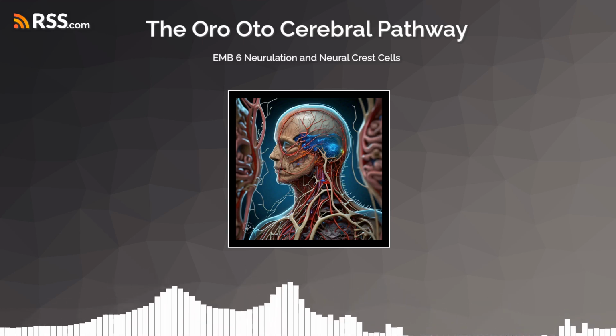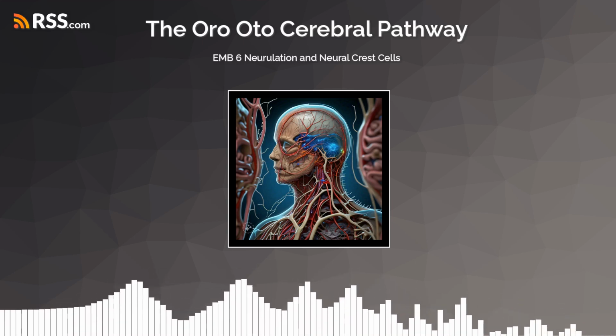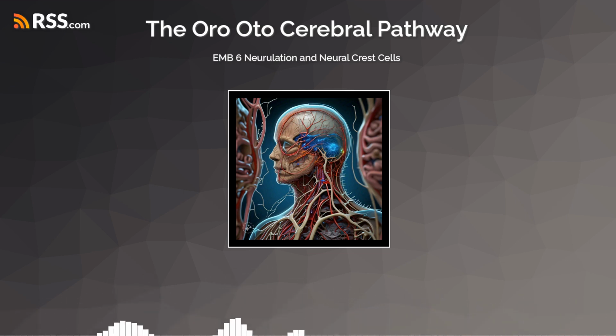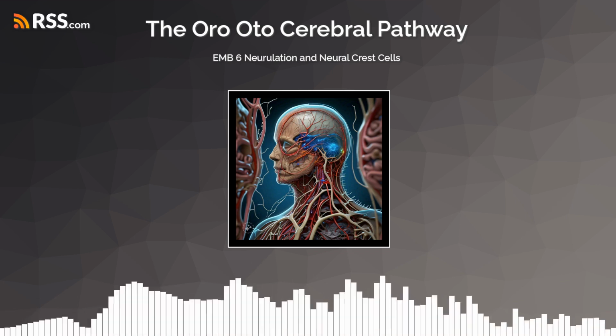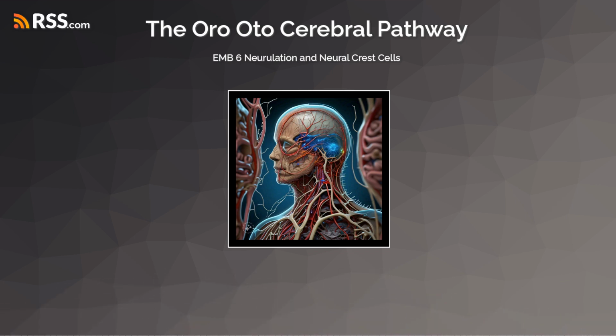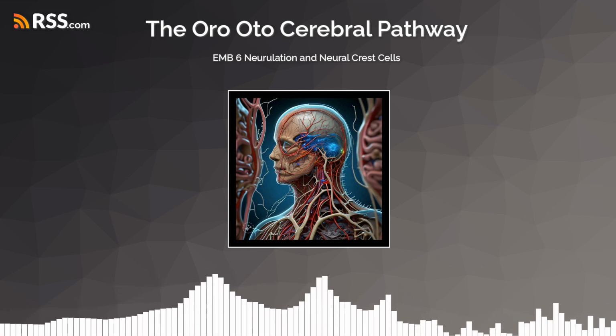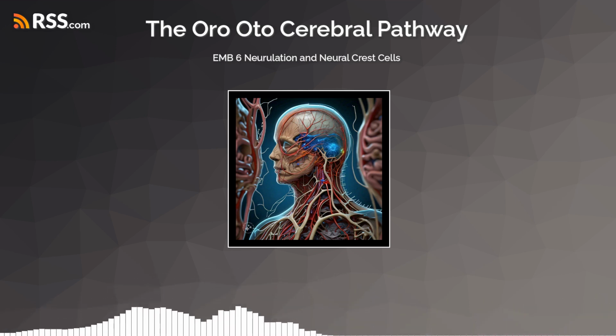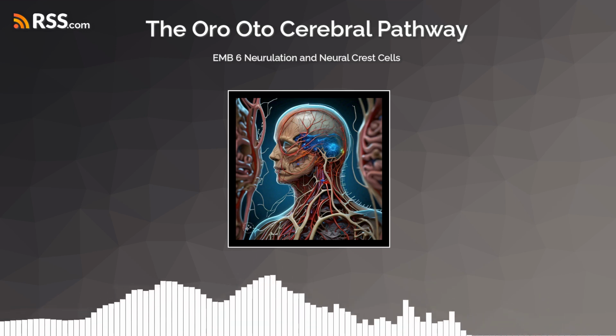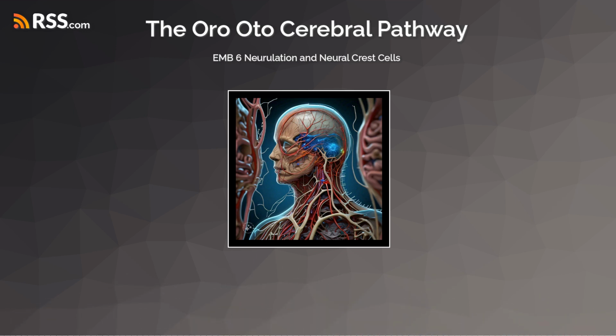In the embryology series today, we are going to talk about neurulation and the neural crest cells. Neurulation is the formation of the neural tube. The notochord induces the overlying ectoderm to thicken and form the neural plate. This neural plate is the neuroectoderm.